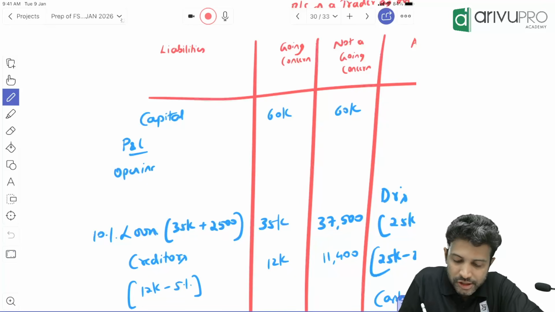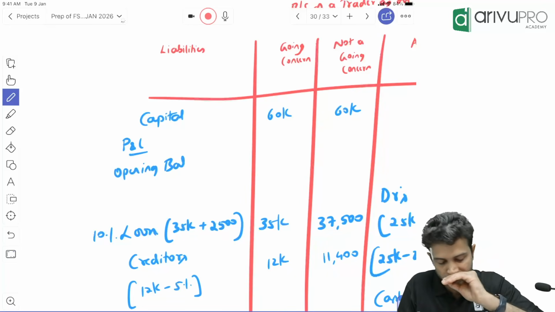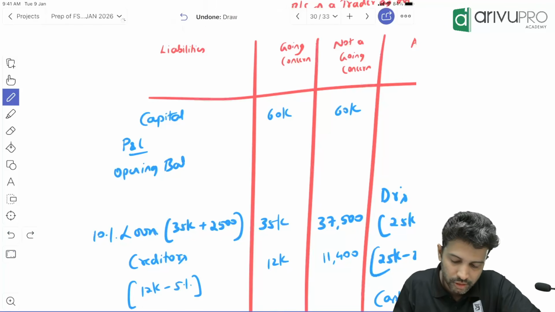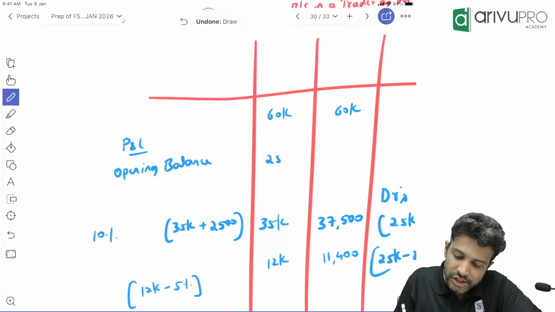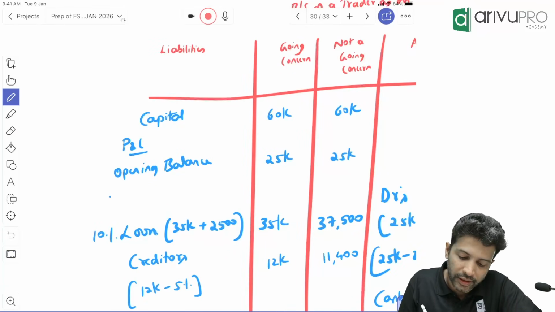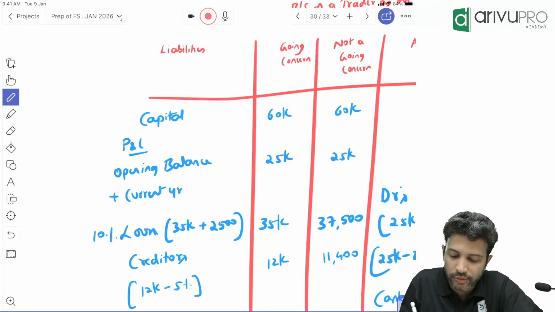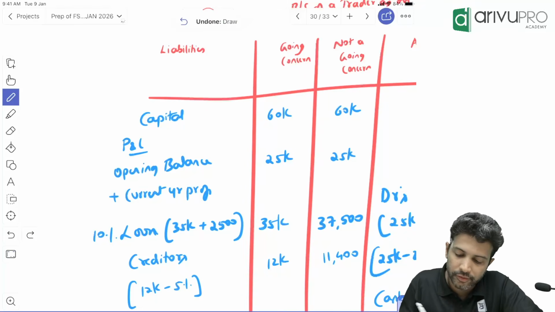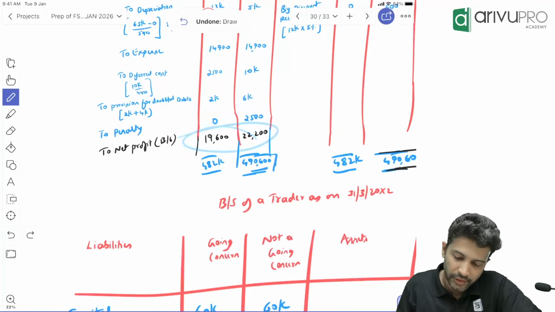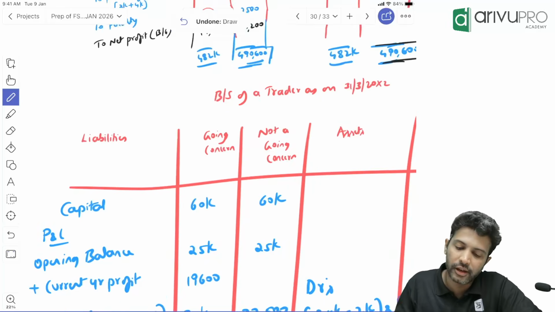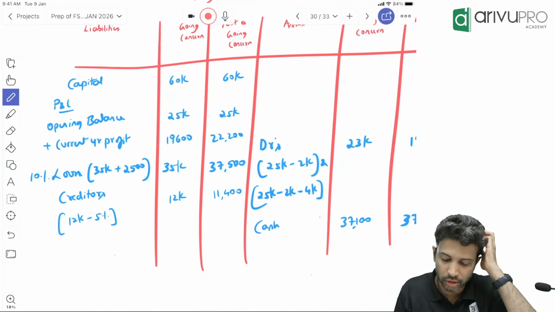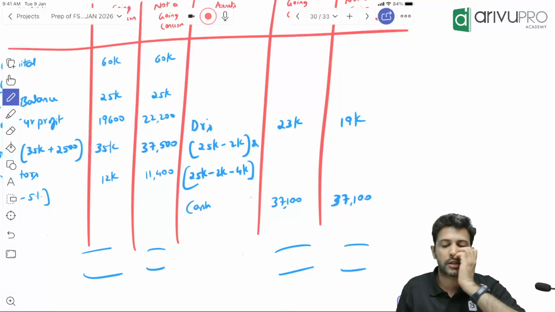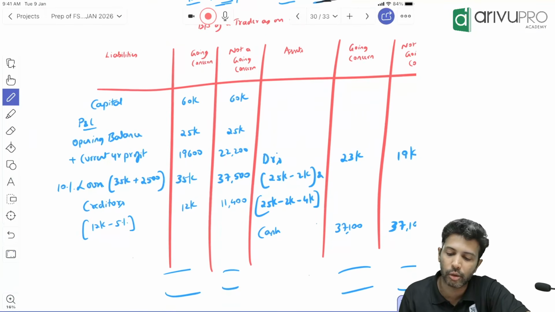P&L. How much is the opening balance? I don't know how the ICAI is doing it. Okay. How much is the opening balance of P&L that they have given? 25,000. Will this change or same? Same. Then you will add what? Current year's profit. Current year's profit, you will get it from your trading P&L. How much is it? 19,600 here and 22,200 there. Any more liabilities to be captured or that's it? That's it. I think one or two assets we have not captured. Closing stock and PP are not yet captured. Updated till here.